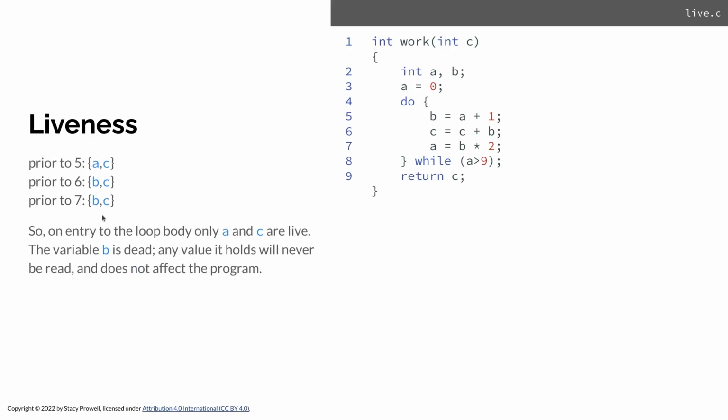live variables, and we'll talk about prior to lines, right? We're always going to talk about prior to lines or after lines. We need to be consistent. And so we'll talk about prior to lines. And so based on analysis, prior to 7, B and C are live. Prior to 6, B and C are live. And then prior to 5, A and C are live.